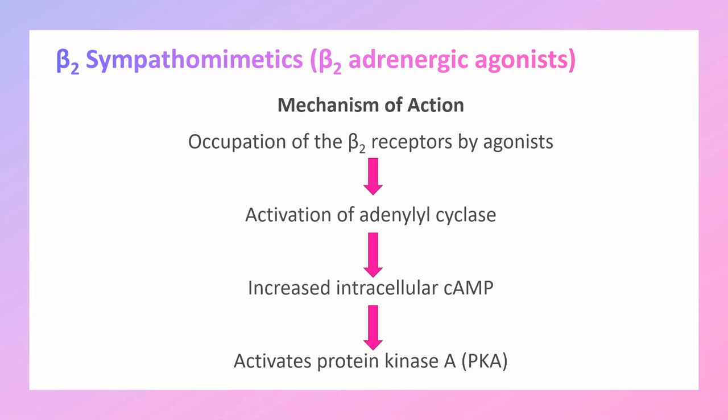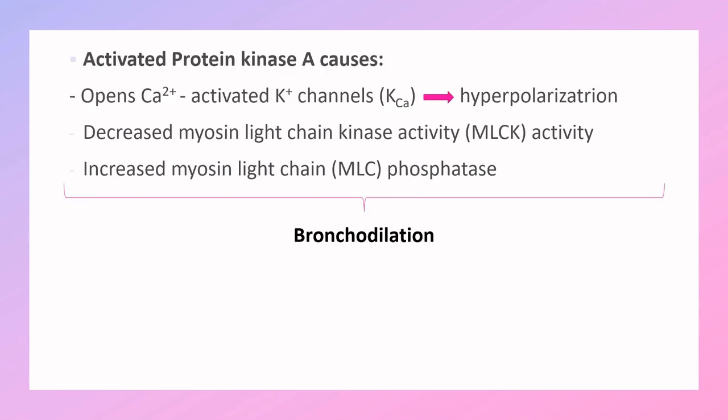Let us now have a look at the activity of beta-2 sympathomimetics or the beta-2 agonists. How do they act? Since it is an agonist at the beta-2 receptors, once this drug occupies the beta-2 receptors, there will be activation of adenylyl cyclase. Because of the activation of this adenylyl cyclase, there will be increase in the amount of intracellular cyclic AMP. This increased cyclic AMP is going to activate the protein kinase A. So this is the entire cascade that will be followed.